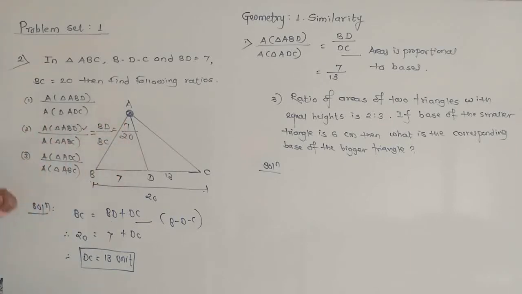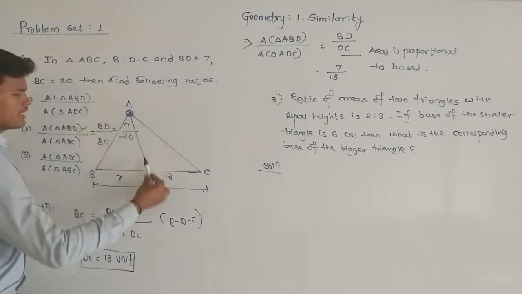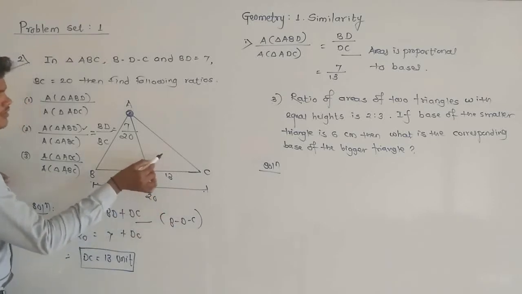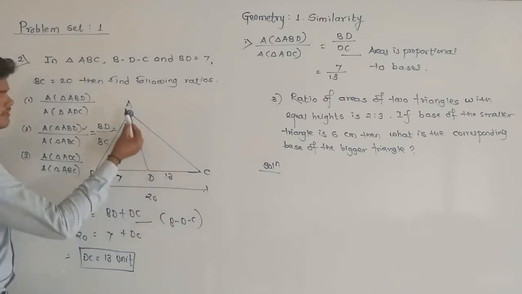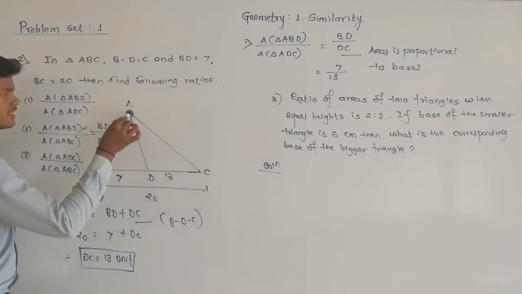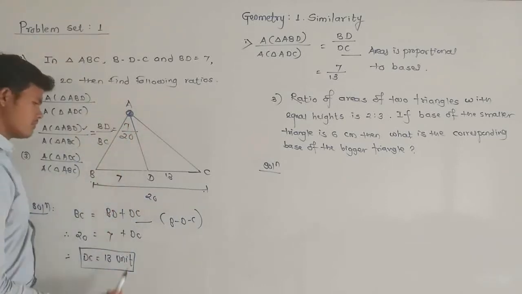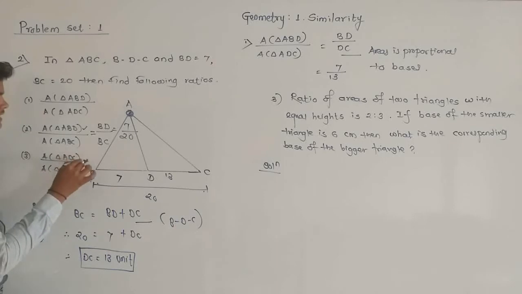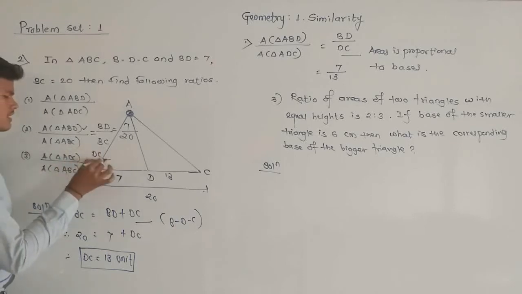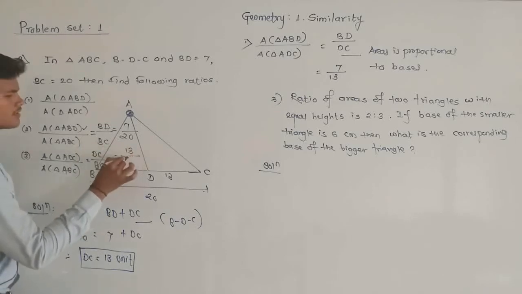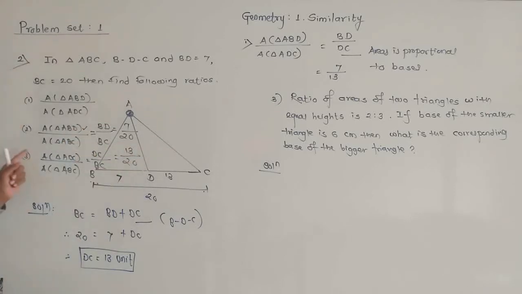Now the third ratio is area of triangle ADC to area of triangle ABC. Here also for both the triangles ADC as well as triangle ABC, they share one common vertex, that is A. So their area is proportional to their bases. So for triangle ADC, their base is DC, and for triangle ABC, their base is BC. So length of DC is 13, length of BC is 20. So we get area of triangle ADC to area of triangle ABC is nothing but 13 upon 20.